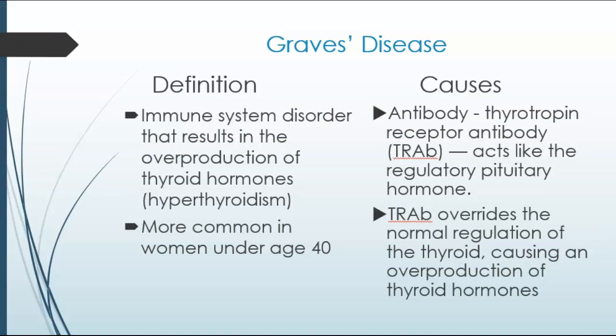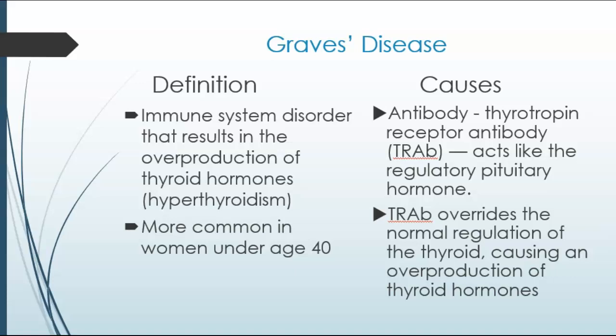Graves' disease is an immune system disorder that results in the overproduction of thyroid hormones, causing hyperthyroidism. Although a number of disorders can result in hyperthyroidism, Graves' disease is the most common cause of it. Because our thyroid hormones affect a number of different body systems, signs and symptoms associated with Graves' disease can be wide-ranging and significantly influence your overall well-being.